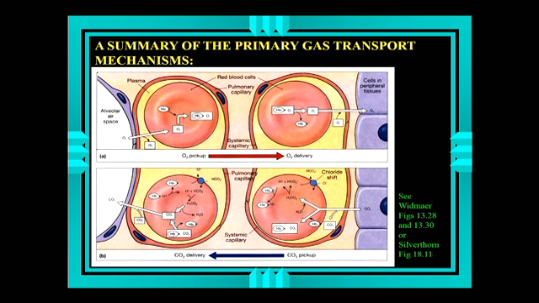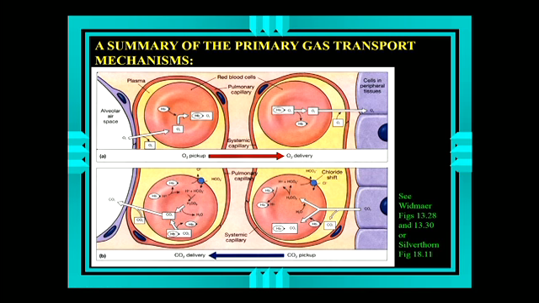The top panel looks at what's happening to oxygen. The bottom panel tells you what's happening to CO2, carbon dioxide. The left-hand side, as you can see, is what's happening in the pulmonary capillaries as they pass the alveoli. And the right-hand side is what's happening in the tissue capillaries, the systemic capillaries, as they pass the working cells.